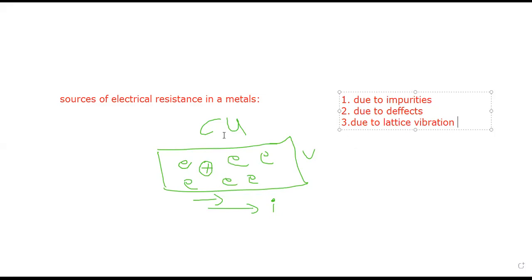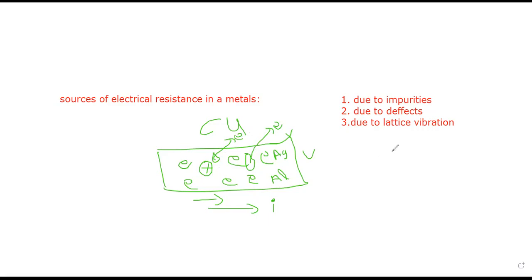Suppose this is the copper metal. If it has any aluminum impurity or any silver impurity in it, due to that we observe some resistance in this metal. Next, suppose this metal has some defects. Here some portion is cut. Due to that, electrons are scattered from the defect and from the surface of the metal. Due to that, it shows some resistance.